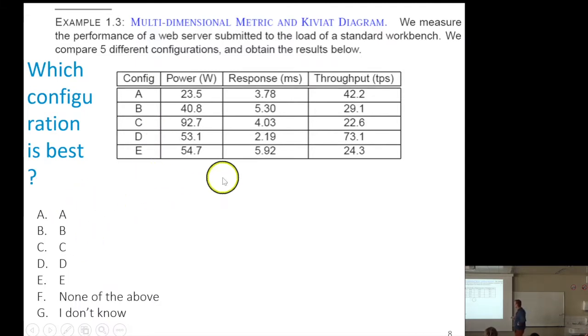For example, I can say that if I compare D to B, right? If I compare this to that, B has a response time which is larger, a throughput which is smaller, and it consumes more power. So it's probably a Windows machine versus Linux, right? So it does the same job, it costs more, and it's slower. So there are still things we can say. We can say that B is dominated by A.